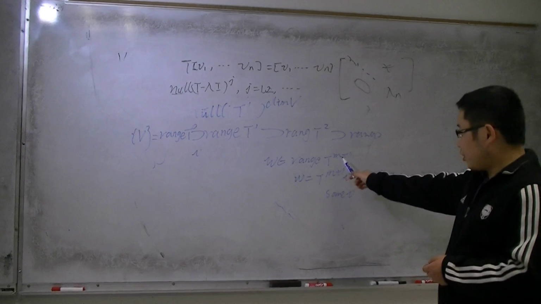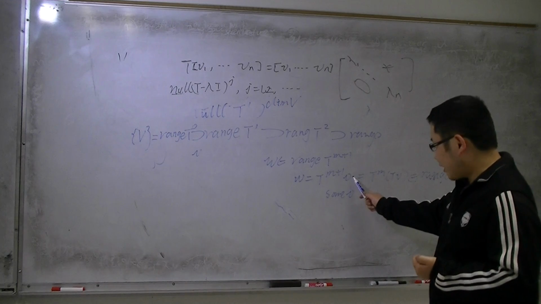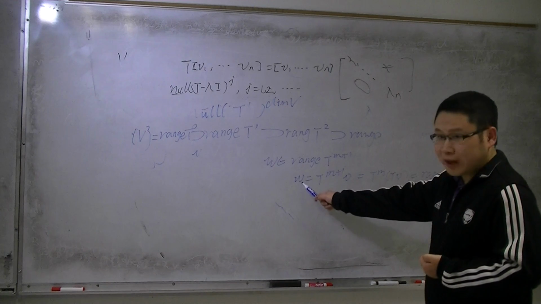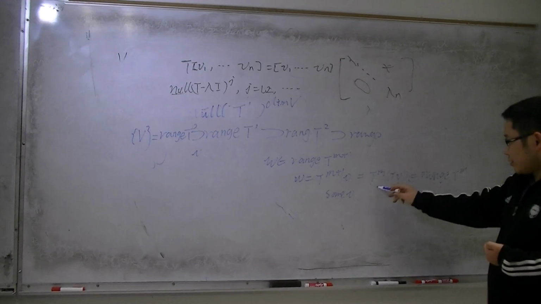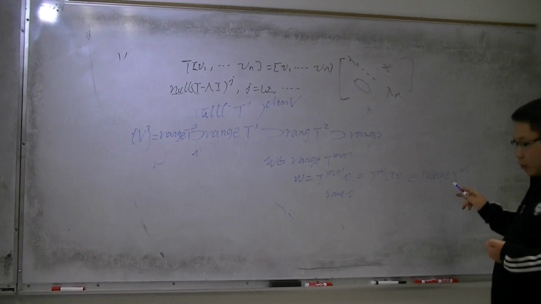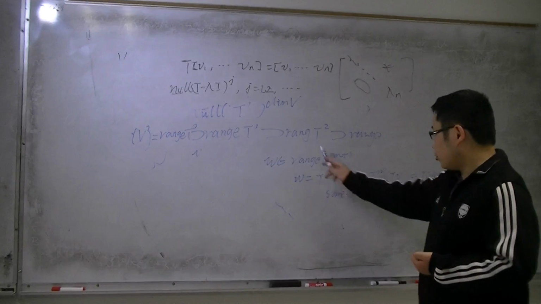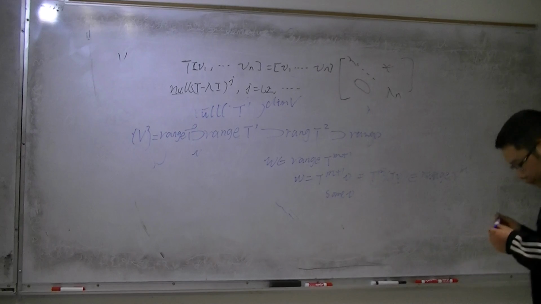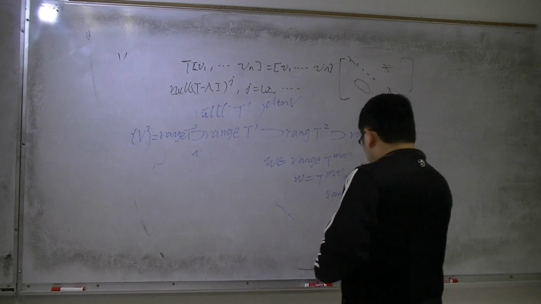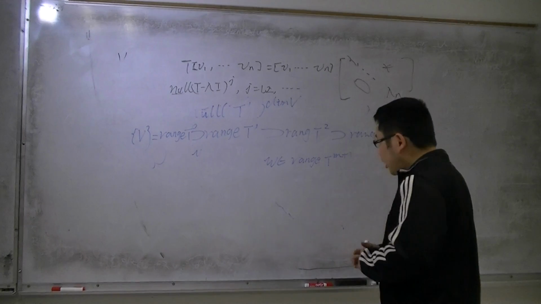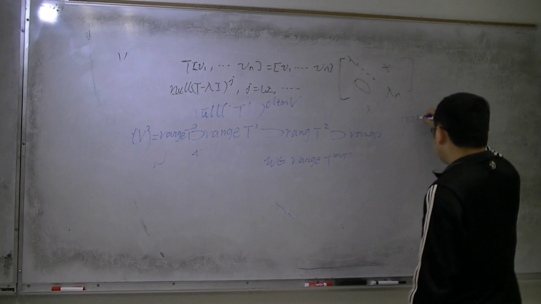W belongs to range T^(m-1). By definition, there exists some vector V whose image is equal to W, and we can extract this one, which is in the range of T^m. So W also belongs to range T^m. So we have this relation. Based on the null space, I also prove that the range also has these properties.